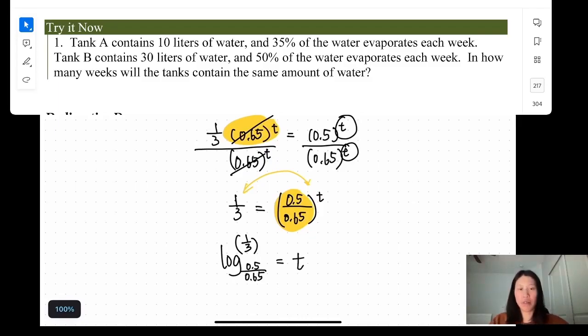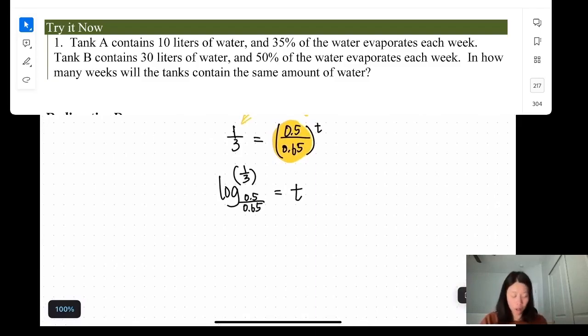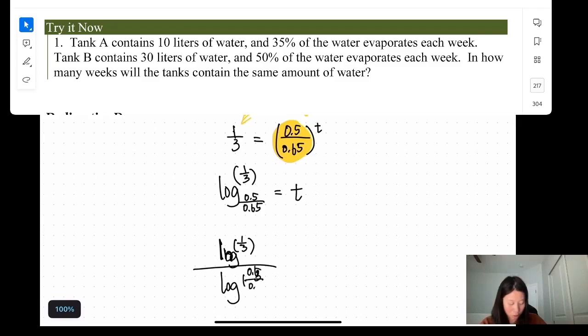Now I'm just going to go ahead and use a calculator to calculate that. What does the calculator look like? In the previous example, I used a natural log. This time I use a common log. We want to have a common log of 10/13 over a common log of 0.5 over 0.65. This is equal to t.